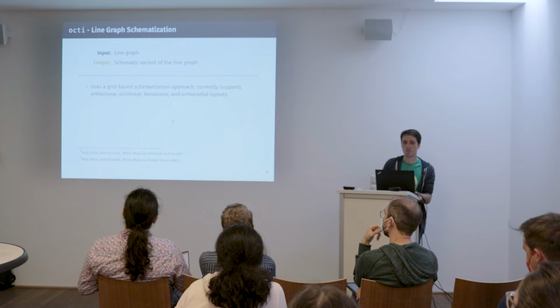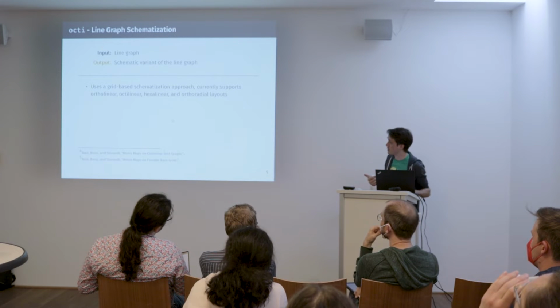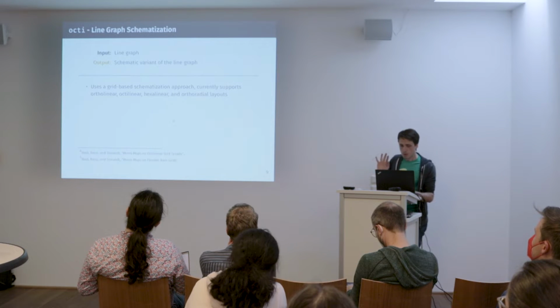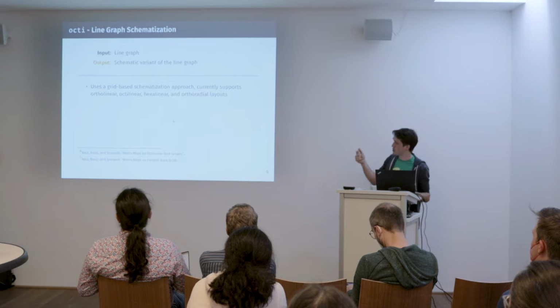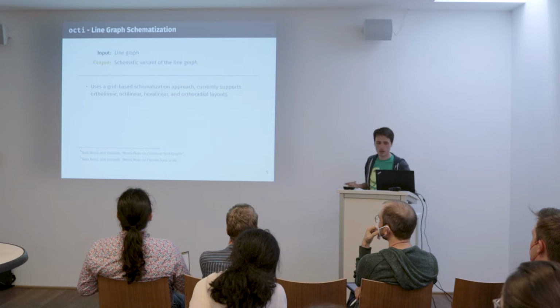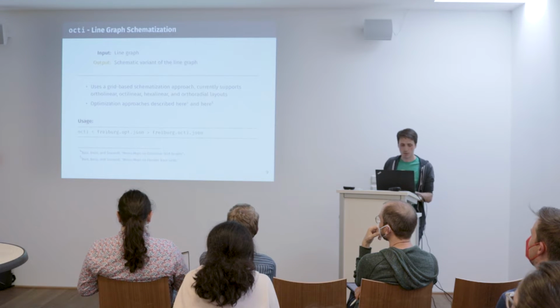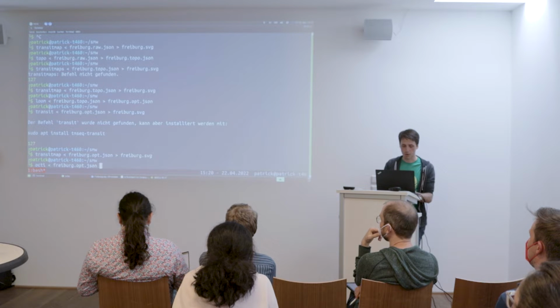So now, of course, this is a schematic mapping workshop. So what is missing so far is how do we actually get schematic variants of these line graphs? Well, this is what the octi tool is for. I won't go into any details, but this basically uses a grid-based optimization approach and currently supports ortholinear, or rectilinear, octilinear, hexalinear, and orthoradial layouts. We'll have a look at them in a minute. Again, the optimization approaches are described in these publications, and the usage is again very similar to the tools we have seen before. We just give it now this line ordering optimized file, and write this into, let's call it octi.